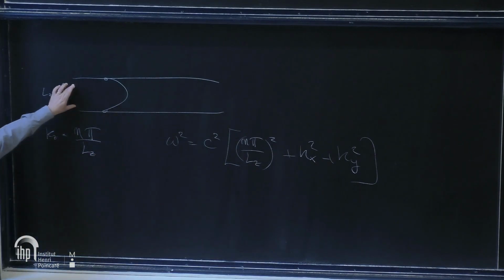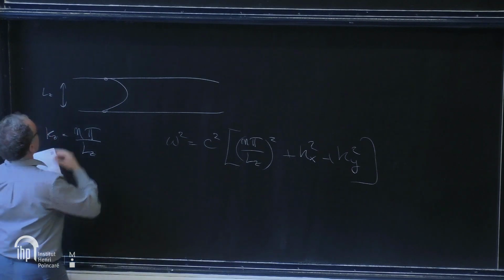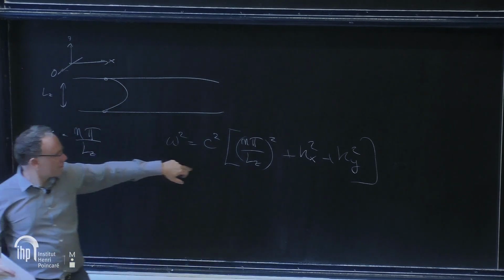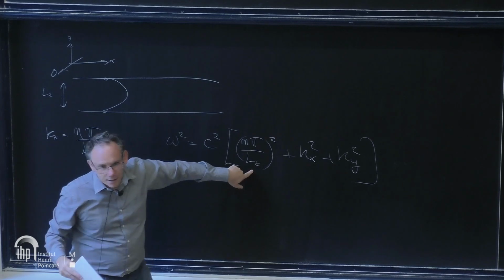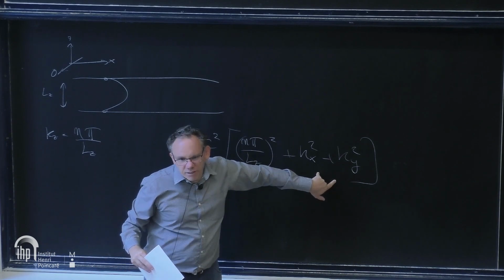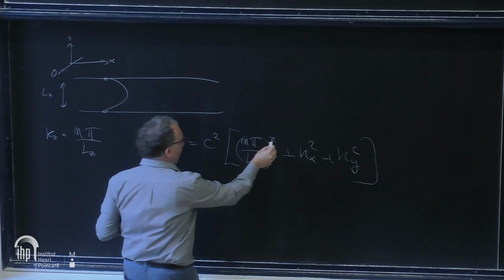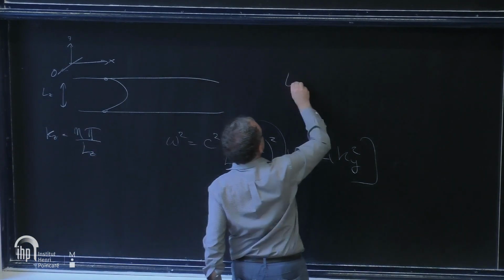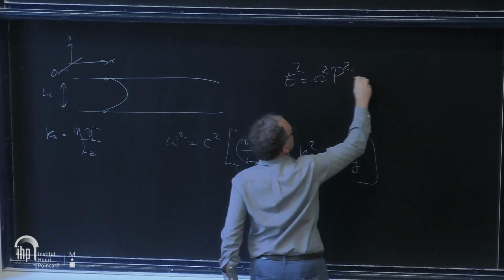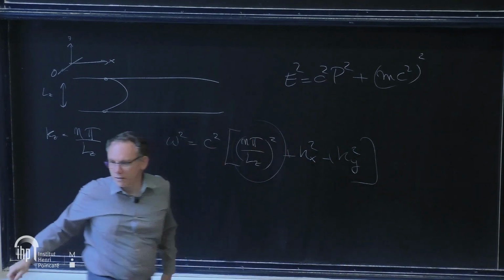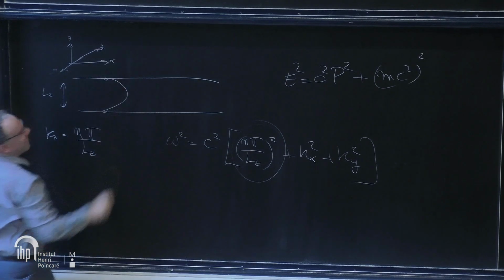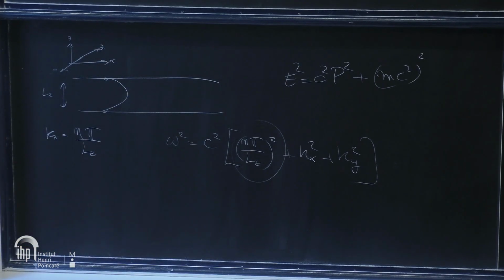So a photon which lives in this cavity has momentum kx, ky along the plane, and has an energy which is the sum of the contribution of the motion along z plus the motion along the plane. If we only consider the motion along the plane, this part plays the role of a mass, like we learn in relativity. Relativistic energy is the square root of c squared p squared plus m squared c to the fourth.